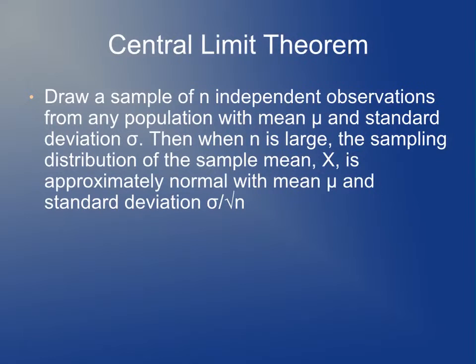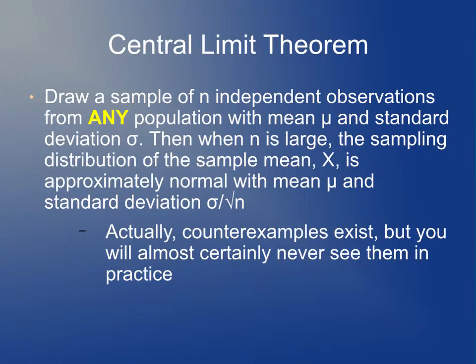And the fact that the histogram of the sample mean was looking more and more bell-shaped was not a coincidence. This is probably the most important result in statistics, known as the central limit theorem, which is that if you draw a sample of n independent observations from any population with mean mu and standard deviation sigma, then for large n, the sampling distribution of the sample mean x bar will be approximately normal with mean mu and standard deviation sigma divided by the square root of n.